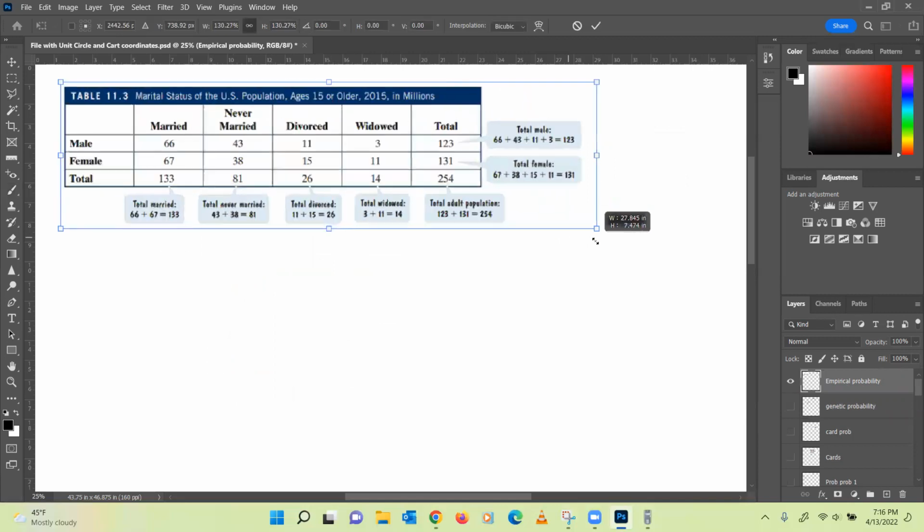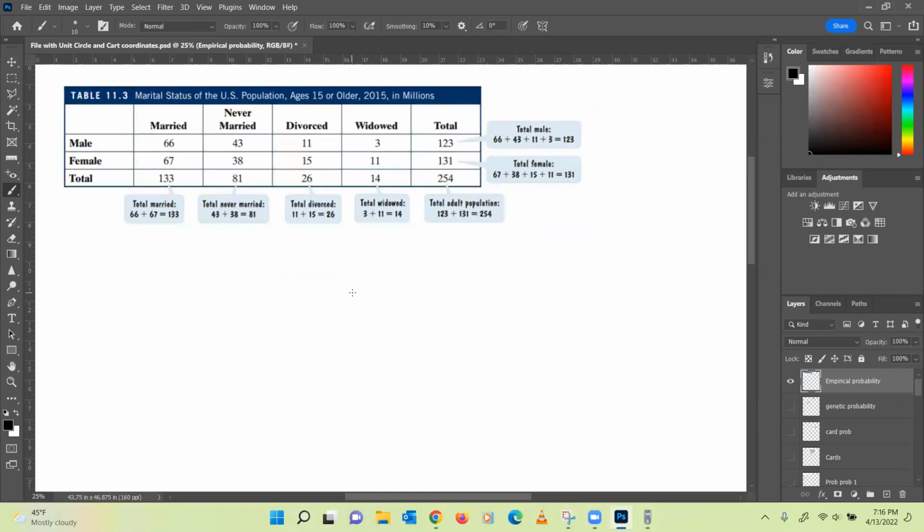So I'm going to enlarge this just a bit so it's easier to see. These are real data. These are the marital status of the US population age 15 or older in 2015. And they might ask us questions like, what is the percentage of divorced people? If we were to pick one person out of this group of people, notice it says up here, this is in millions. So it's 254 million people that it's looking at. If I were to pick one person randomly, what are the odds that I would pick a divorced individual?